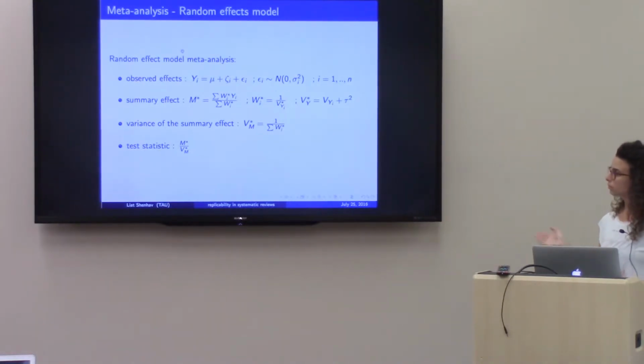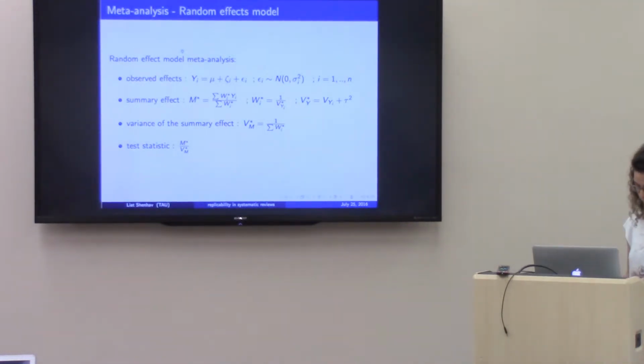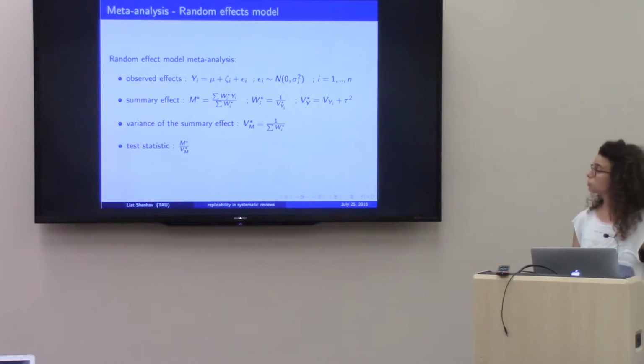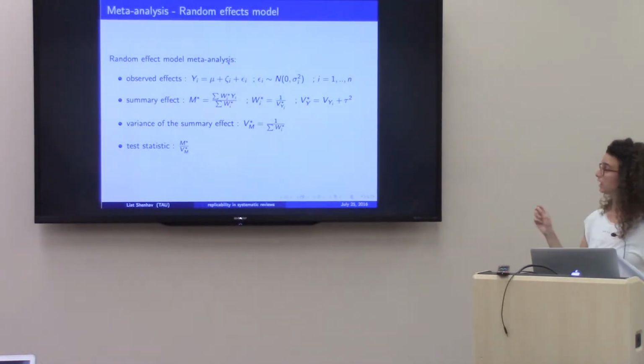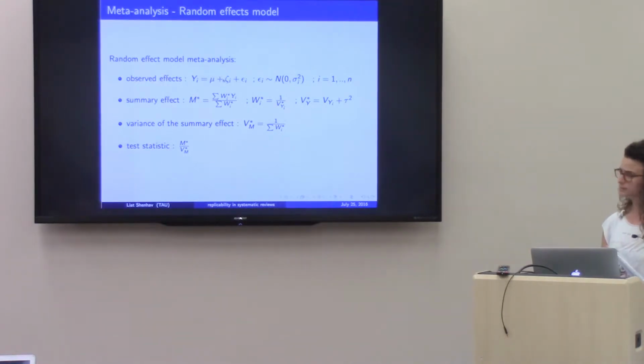In the random effect, it's a very similar setting, but now we don't expect one true effect. We assume that under the random effects model, the true effect was sampled from a distribution of effects. So we have the distribution mean, which is mu, and zeta I is the deviation between the true effect in study I and the distribution mean. Meaning, mu plus zeta I is actually theta I, which is the true effect for every study.